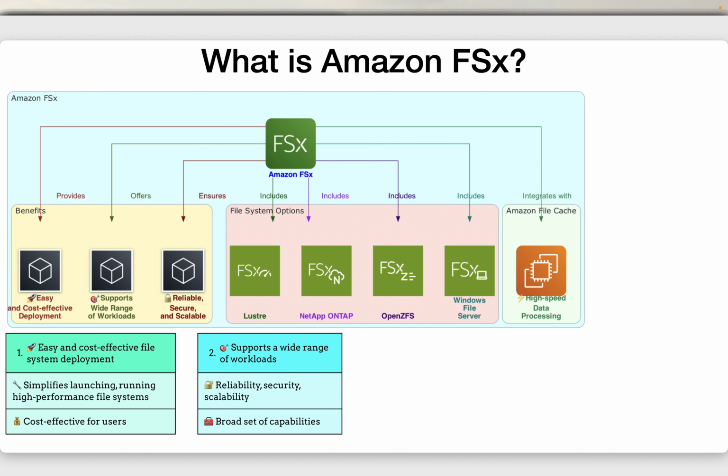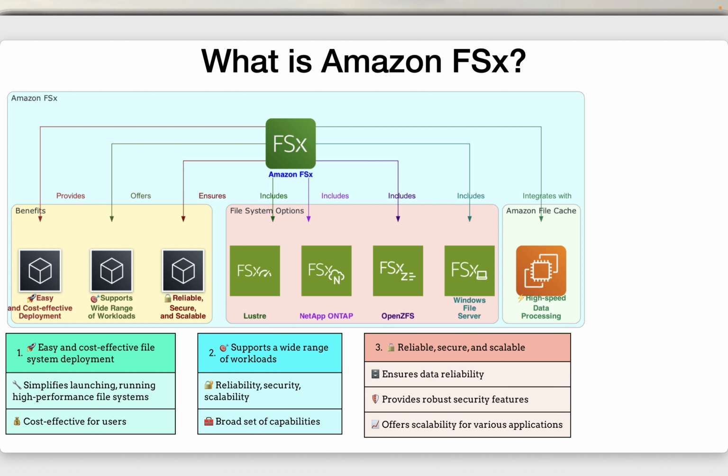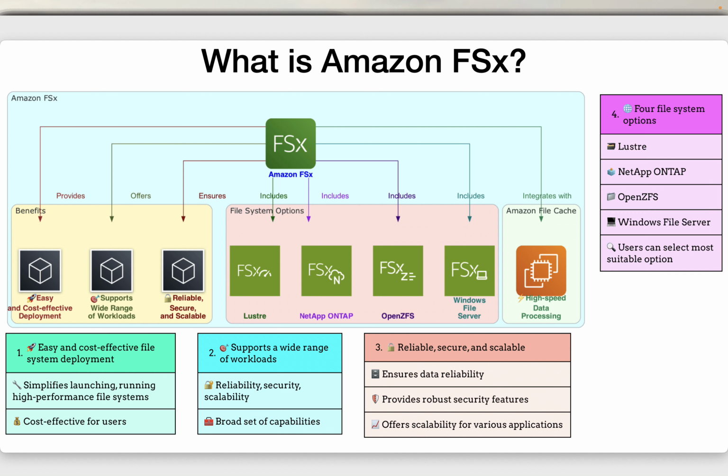In those cases, we will be using one of these types depending on our business requirements. With its reliability, security, scalability, and broad set of capabilities, Amazon FSx can support a diverse range of workloads. FSx ensures data reliability, provides robust security features, offers scalability to meet the demands of various applications. Users can choose from 4 widely used file systems, allowing them to select the most suitable option for their application needs.